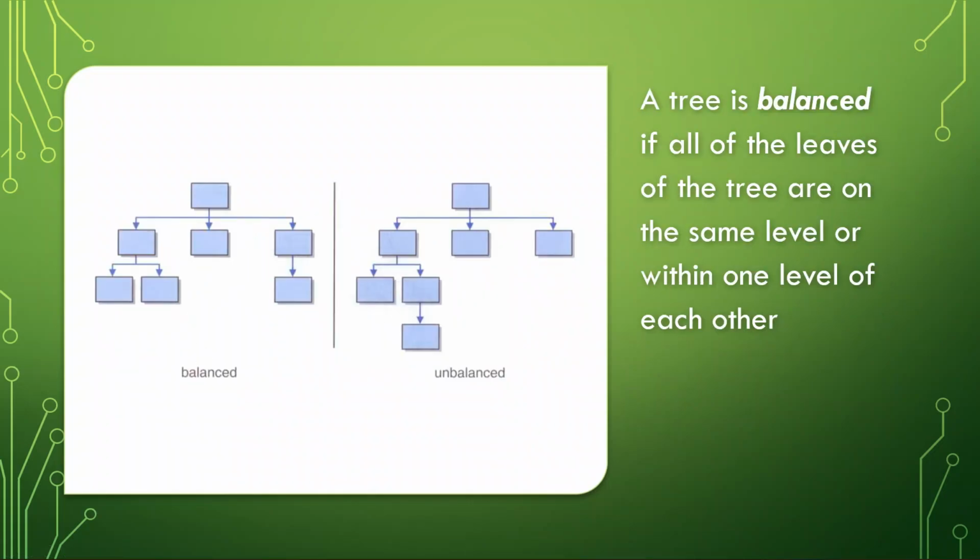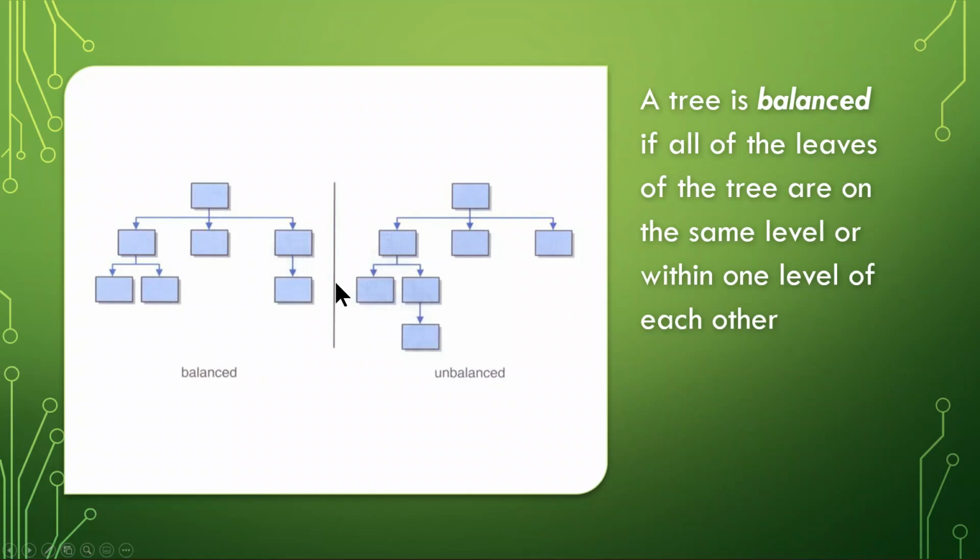A tree is balanced if all of its leaves are on the same level or within one level of each other. So the important thing from that is going off of being balanced. You can kind of see here that if we split it in half, it seems to be roughly an equal amount, and we can see leaves are the ones that don't have any children.